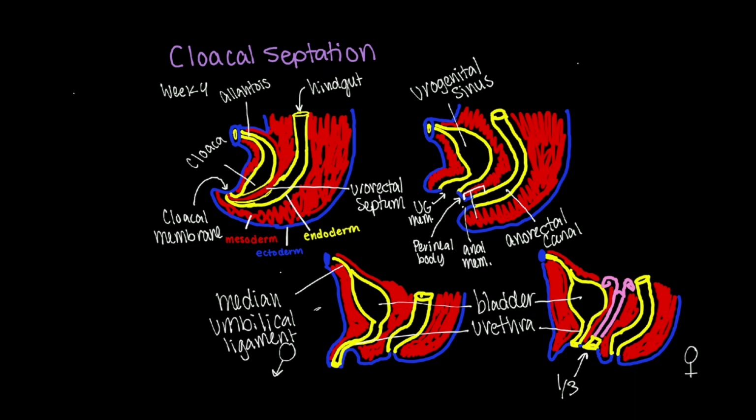So in summary, with cloacal septation, the terminal portion of the hindgut ends in the cloaca, and the cloaca undergoes a process called septation, where the urorectal septum, derived from mesoderm, will form the urogenital sinus anteriorly and the anorectal canal posteriorly.